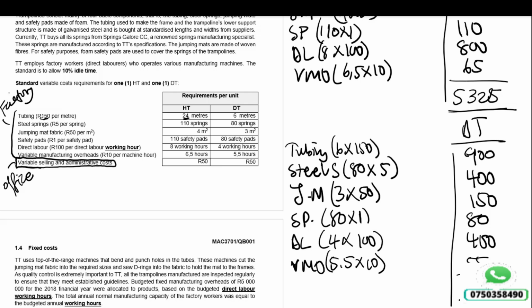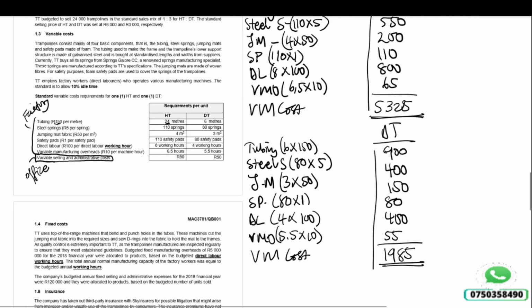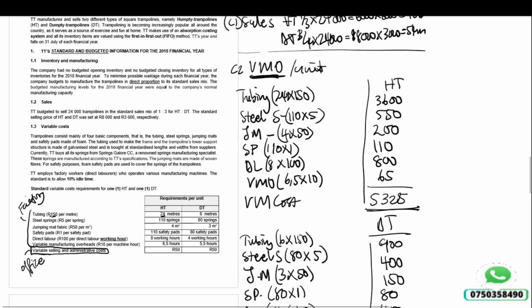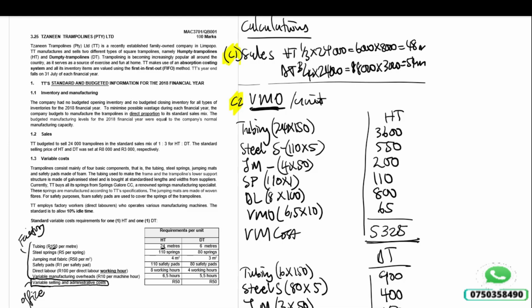So these two amounts are the variable manufacturing cost. Variable manufacturing cost of DT and of HT. So this is my working number. This is my calculation number 2. This is calculation number 1 for the cells.